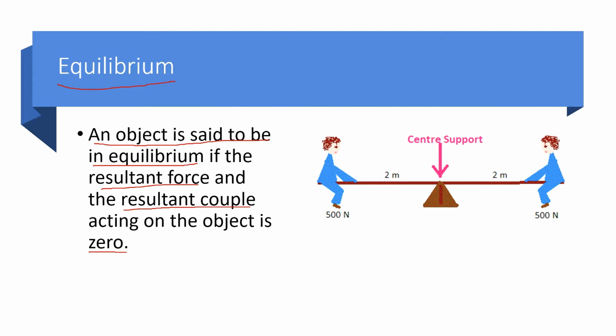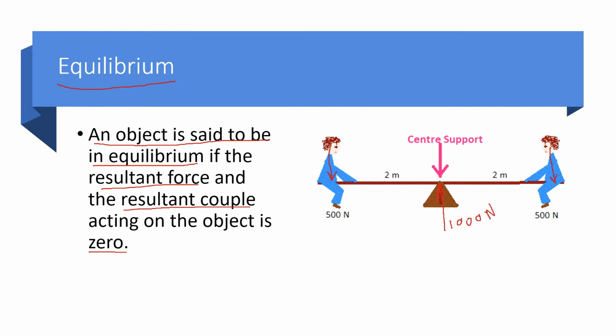As an example, let us take this scenario here. One person weighing 500 Newton is sitting at one end of the plank and another person is sitting at the other end, and exactly at the center a support is provided. Now this 500 Newton of weight will be acting in the downward direction, and here again this 500 Newton of weight will be acting downward. For this action, definitely at the support some reaction will be available, and that reaction will be equal to 1000 Newton.